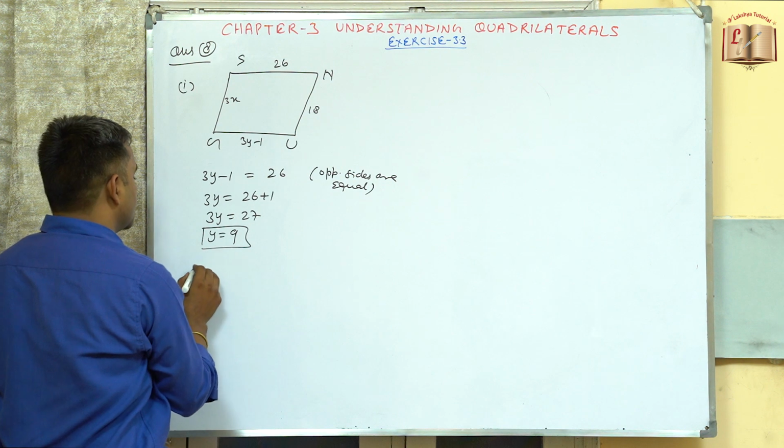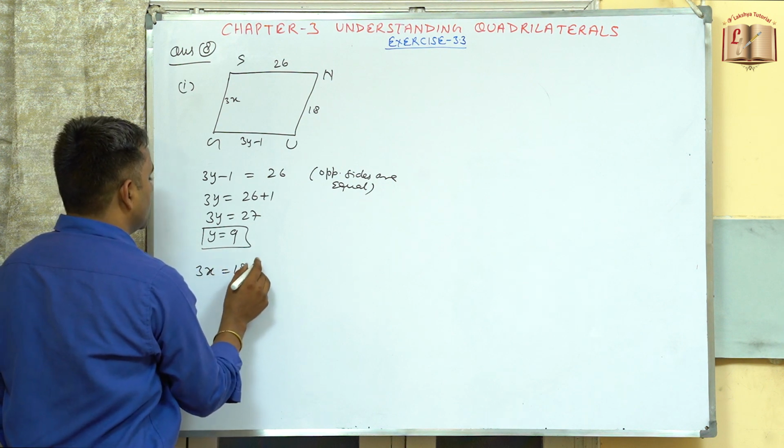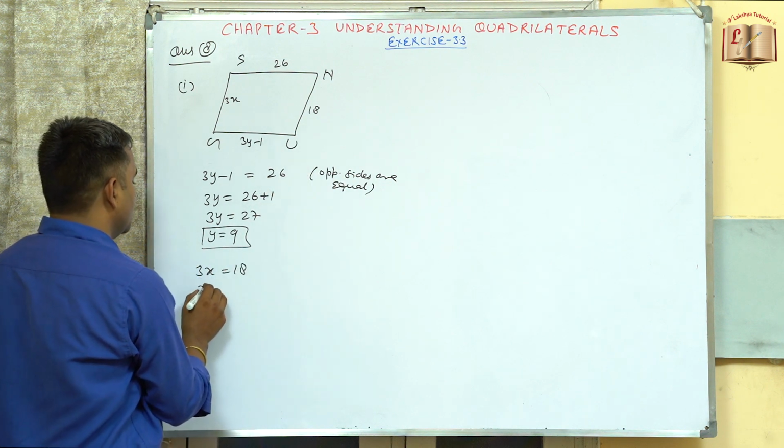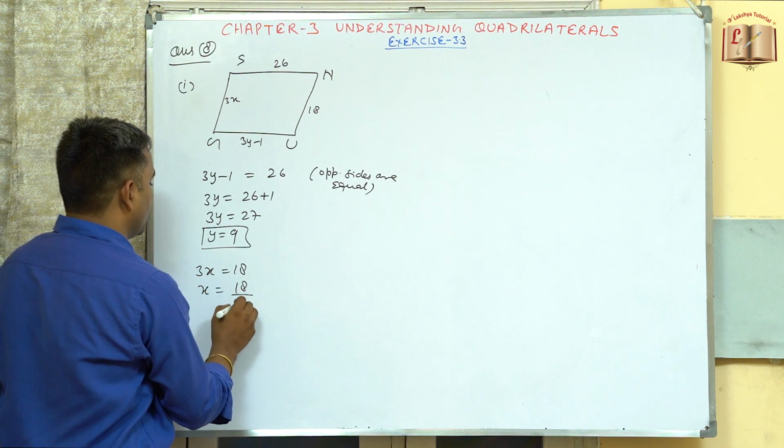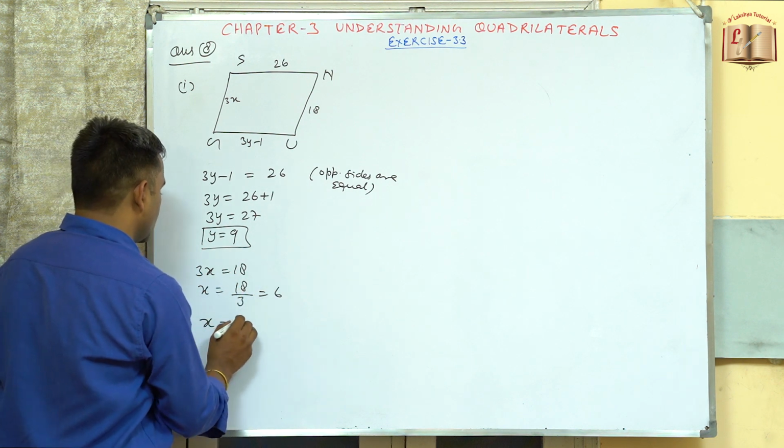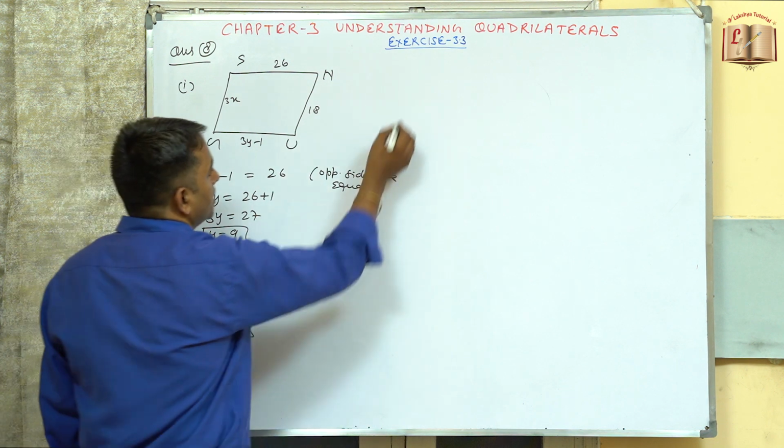Now we will find out x. So 3x will be equal to 18. Same, opposite sides are equal. So x will be equal to 18 by 3. So this is 6. So we got x as 6.